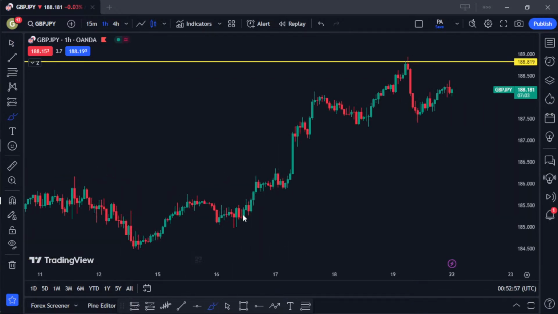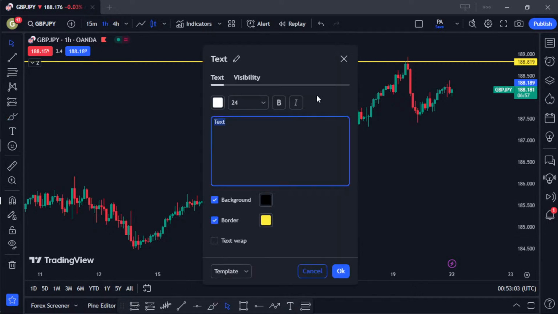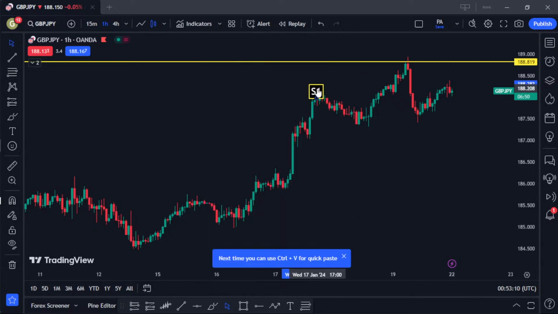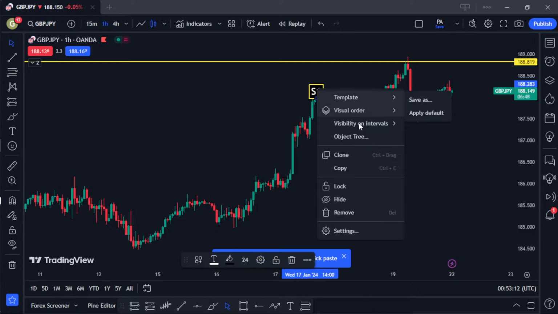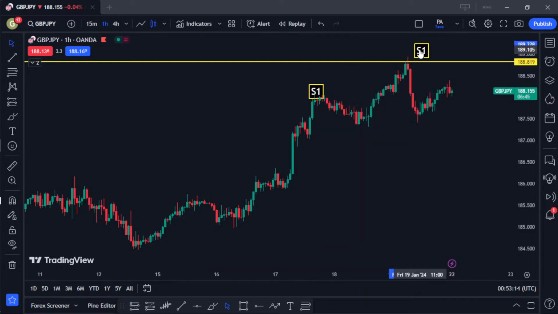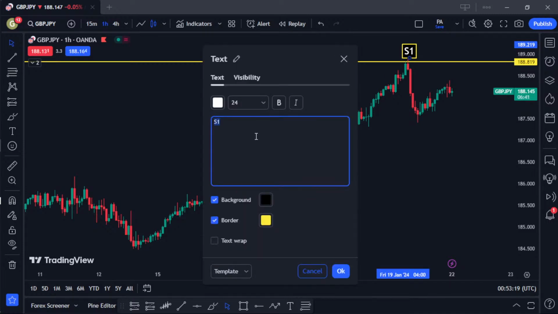So here's the head and shoulder. Here is your first shoulder. Let me get a text to say S1, which is your shoulder 1. And then I'm just going to clone it, take it over to here. Here is your head.